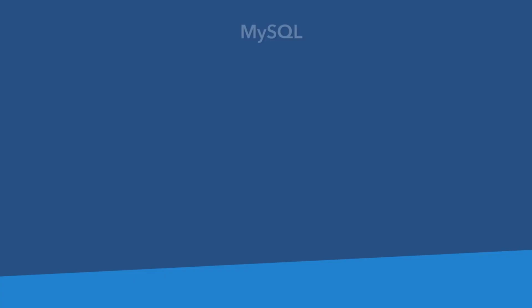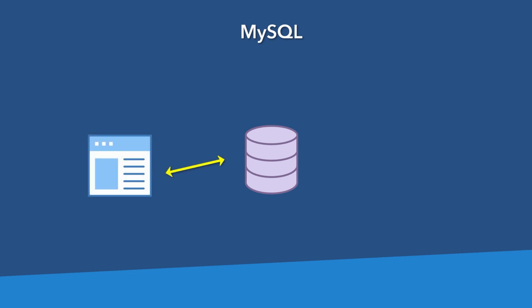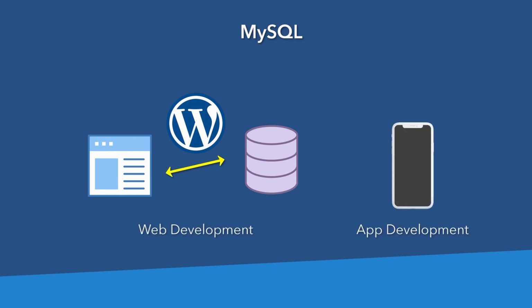Undoubtedly, MySQL is the most popular out of all the options we've listed. Traditionally, MySQL has been used for web development and powers many websites, including my own. The most popular content management system, WordPress, which is installed on over 16 million websites, also runs off of MySQL. However, what's right for web development doesn't mean that it's automatically right for app development.